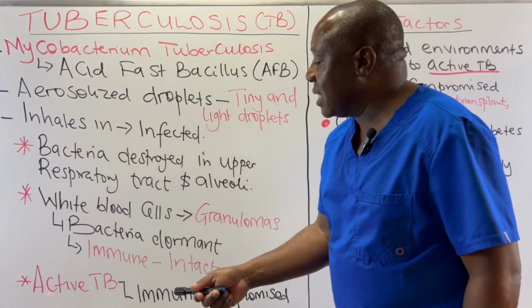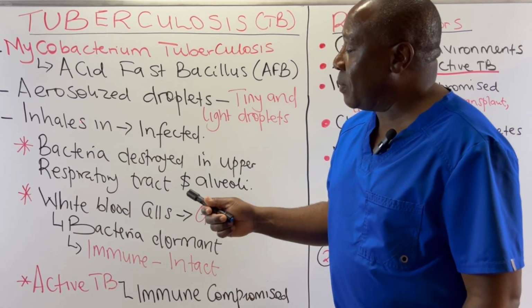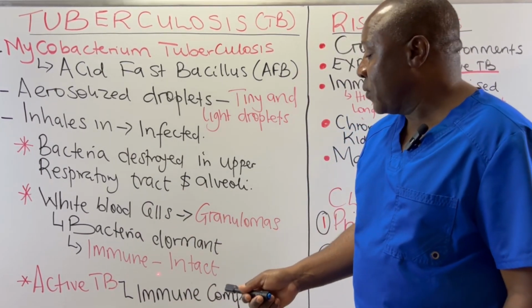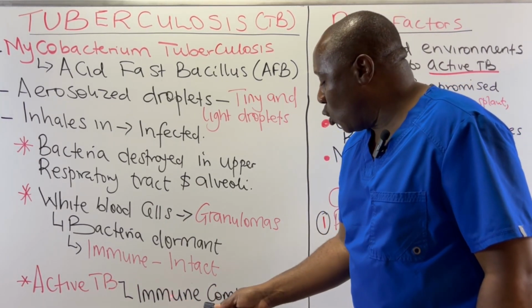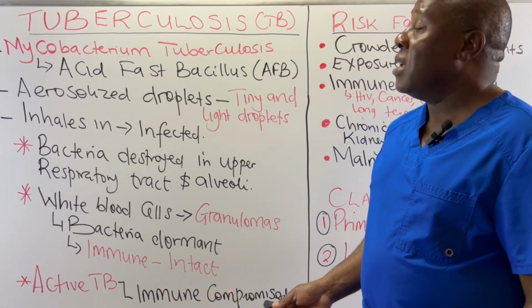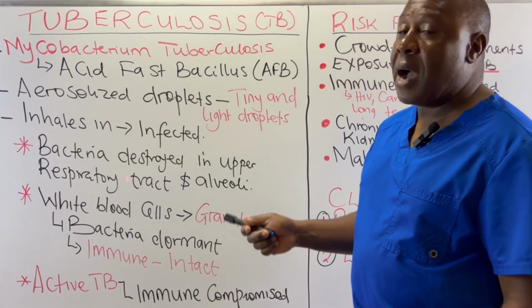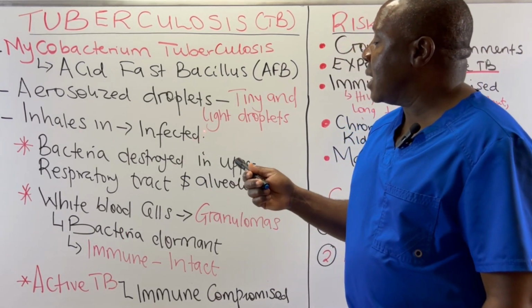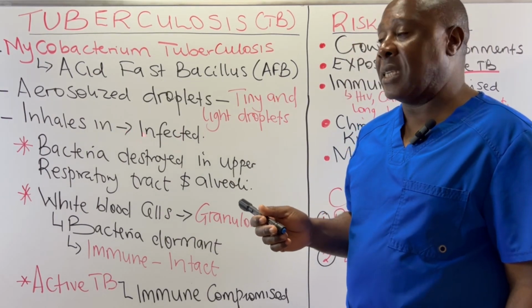And then this bacteria could also break out into active TB. Once this bacteria lands in the respiratory tract and goes all the way to the lung, it could start to multiply and spread to cause disease or active disease in that particular person. So those are the three things that could actually happen when a person inhales those tiny and light droplets containing the tuberculosis bacteria.